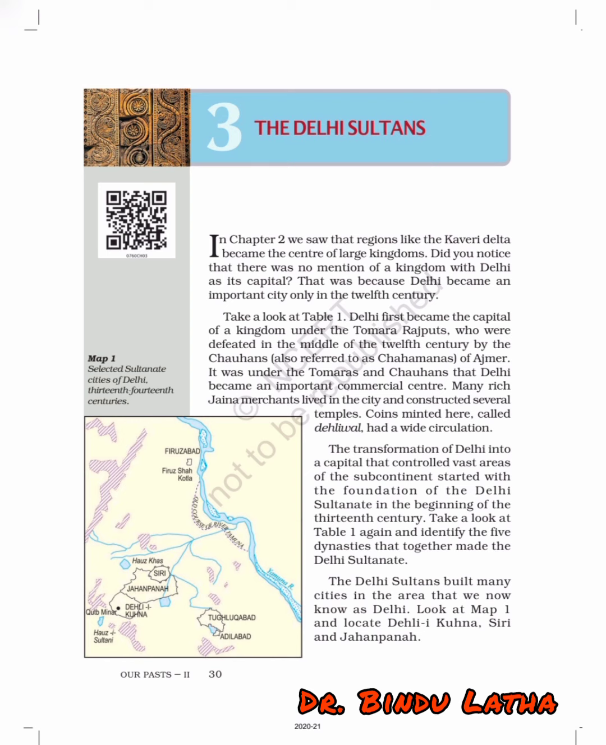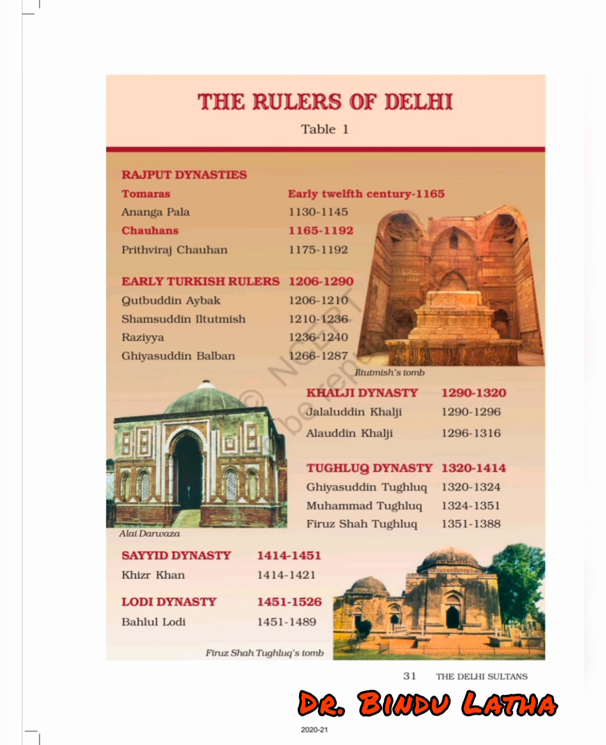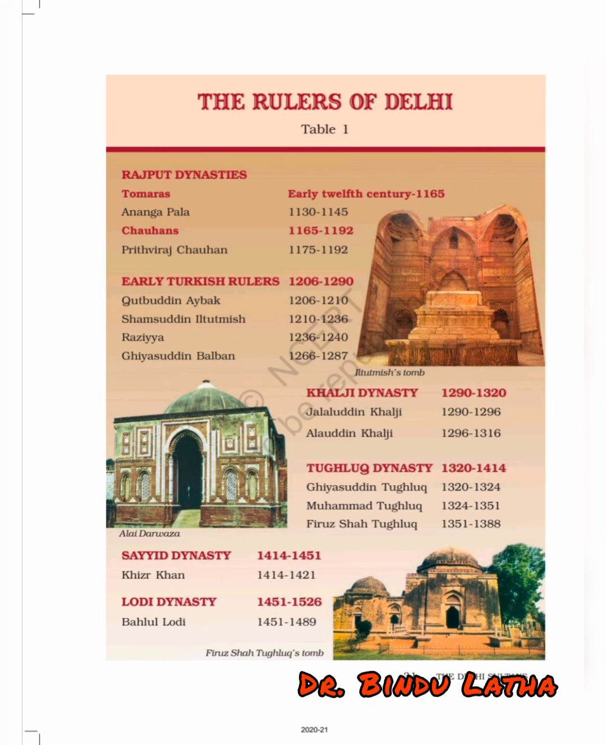The Slave dynasty. Qutbuddin Aibak is the main ruler and also the founder of the Slave dynasty. He started the construction of Qutb Minar also. During this period, the main language was Persian. Other famous rulers of this dynasty are Shamsuddin Iltutmish, Sultana Razia, and Ghiyasuddin Balban.